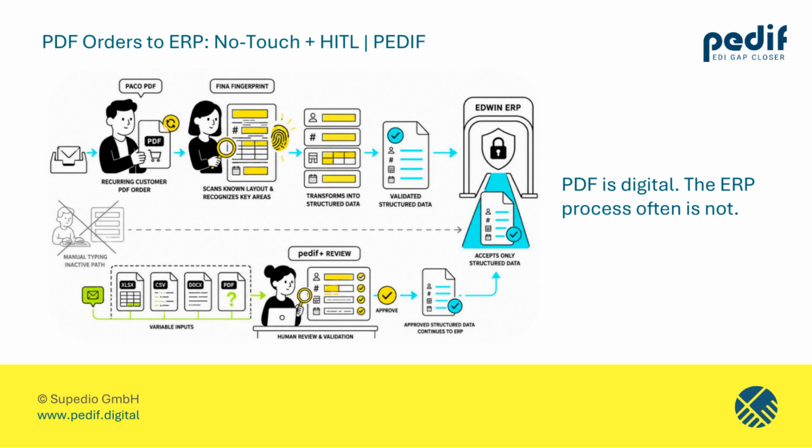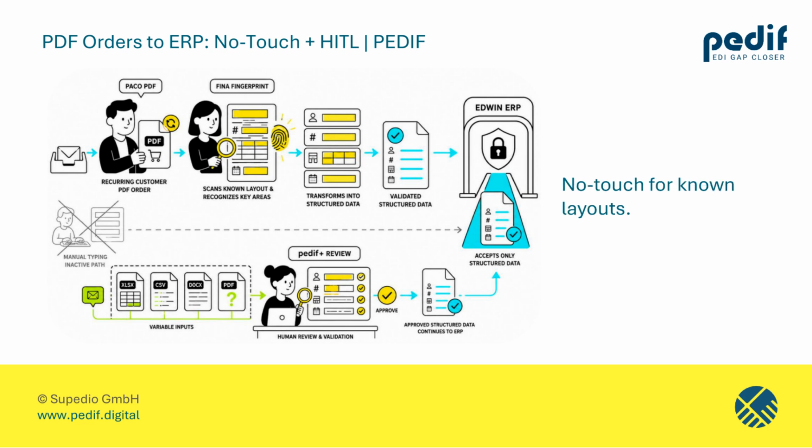Many orders already arrive digitally, by email, portal, or PDF attachment, but after that, manual ERP work often begins. A PDF order can be easy for people to read, but ERP, EDI, and downstream systems need clear fields: order numbers, customers, items, quantities, dates, and references.